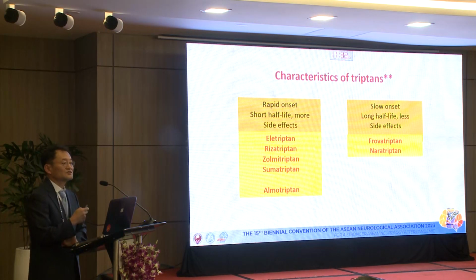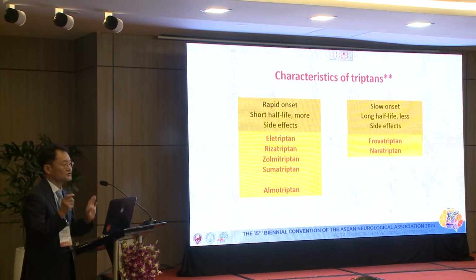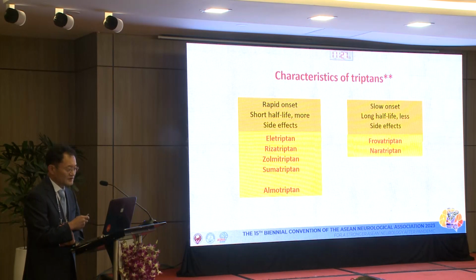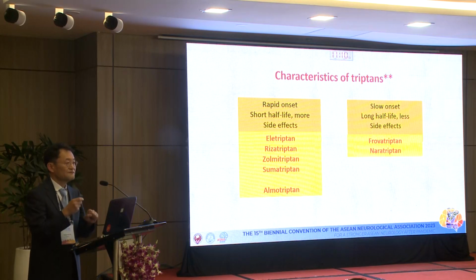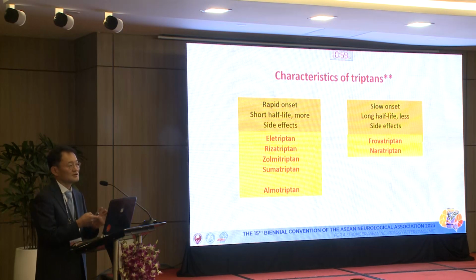Identifying the characteristics of a triptan is very, very important. There are 2 kinds of triptans. Rizatriptan, zolmitriptan, sumatriptan, and almotriptan have rapid onset, short half-life, and more side effects. In contrast, frovatriptan and naratriptan have slow onset, longer half-life, and fewer side effects. If patients have not achieved pain freedom at 2 hours with almotriptan, try a stronger one such as sumatriptan or zolmitriptan. If patients have side effects from almotriptan, consider a milder triptan such as frovatriptan and naratriptan.